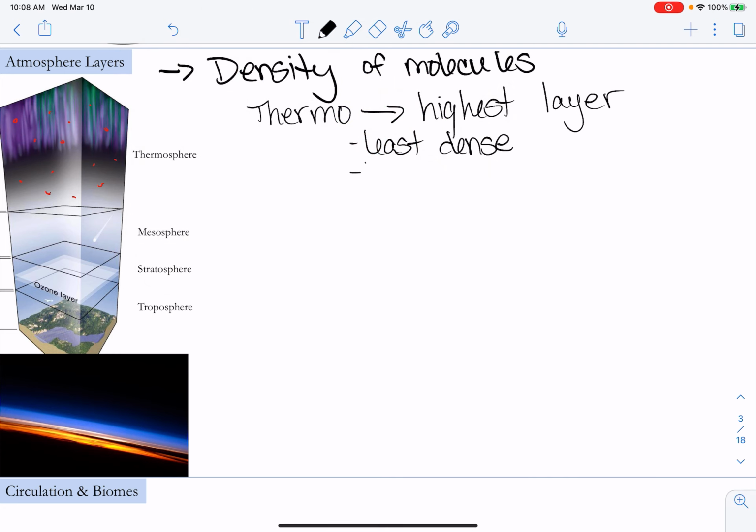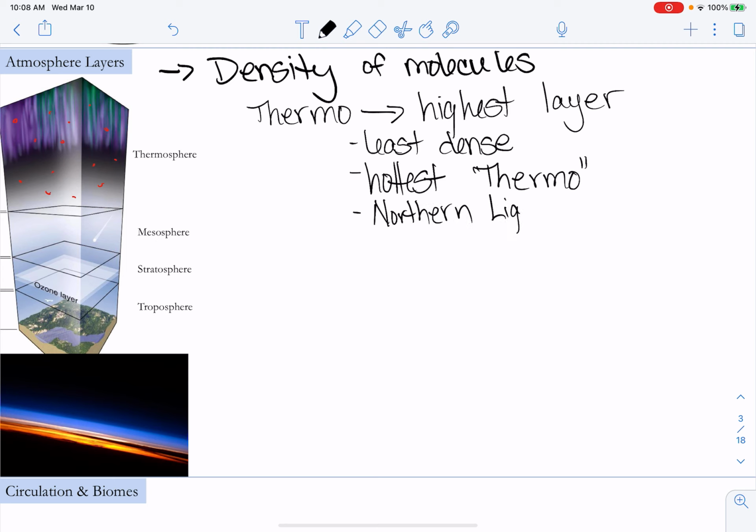It is also the hottest layer. You might not think this, but it's true. That's why it's called thermo, because it is actually the hottest layer. And what happens up here, this is where we get our northern lights. So if you've ever heard of the northern lights, that's what the picture is showing us. These purples and greens are actually the northern lights.